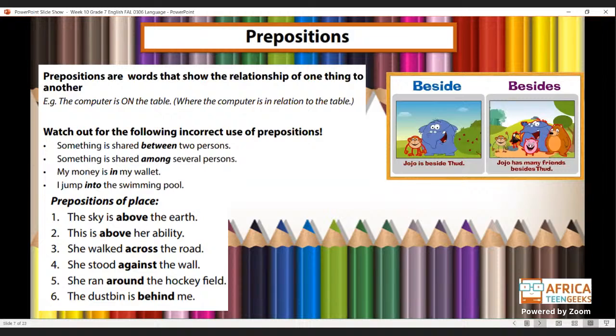Now we have a good example of beside. We have Jojo, the monkey, and Thud, the elephant. So Jojo is beside Thud. So this is talking about his place. Now, when you are talking about apart from, Jojo has many friends apart from Thud, or Jojo has many friends other than Thud, you can use the word besides. Jojo has many friends besides Thud. So those are the two different ways you use them. In the first one, he is physically beside his friend.